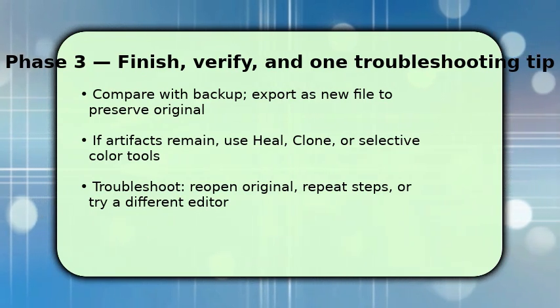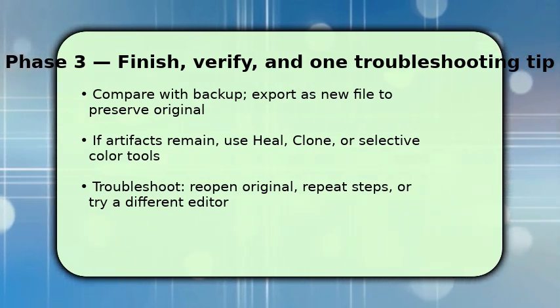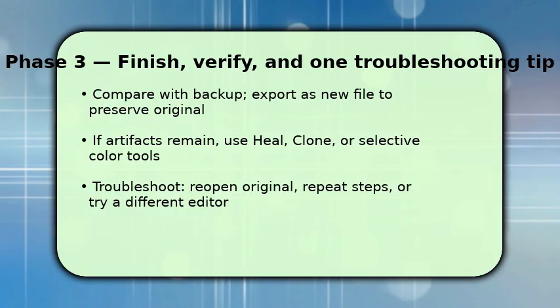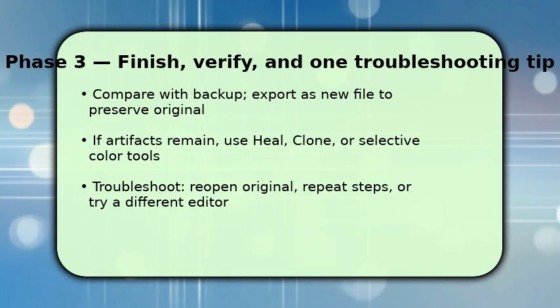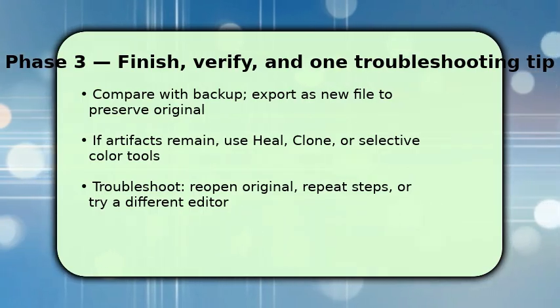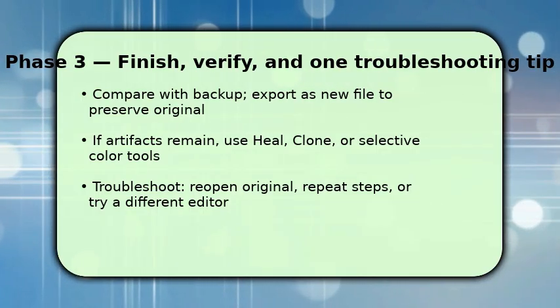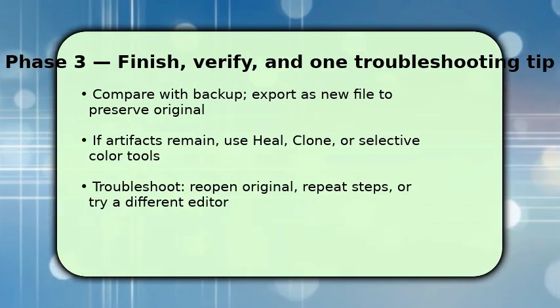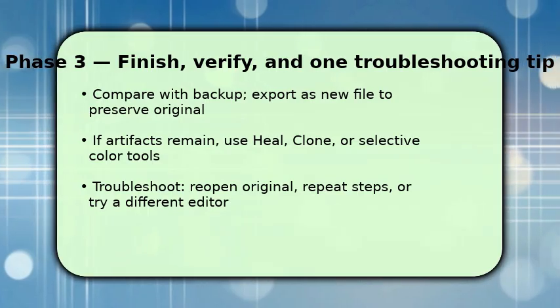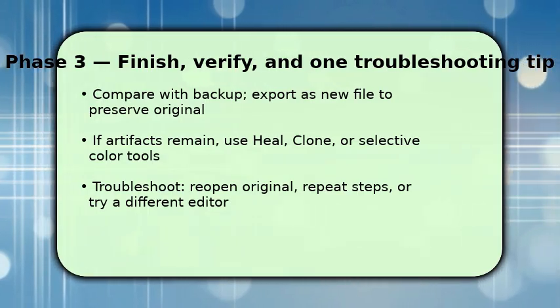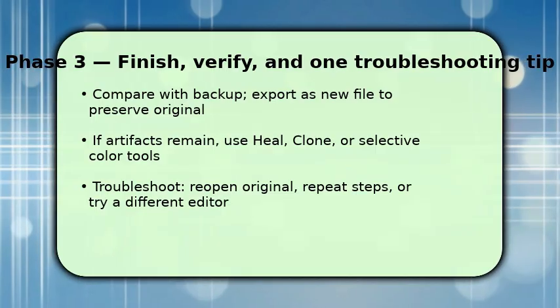If subtle color casts or banding persist, use healing, clone, or selective color tools to fix artifacts. Work at 100% zoom for accuracy. If the filter won't fully remove, reopen the backup and repeat the sequence, or import the image into a different editor that supports layers and raw adjustments. One key troubleshooting tip: if edits flatten the image, restart from the untouched backup and take smaller incremental steps.